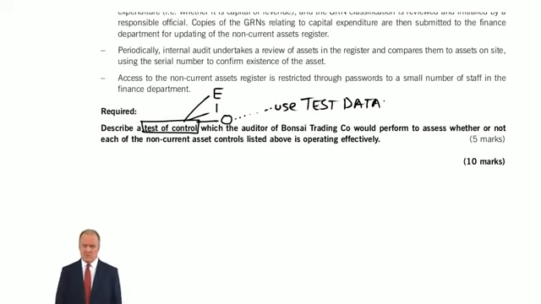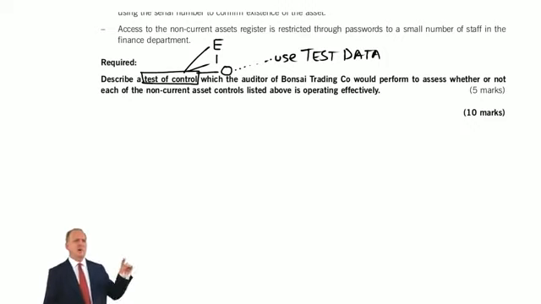Describe a test of control which the auditor of Bond-side Trading would perform to assess whether or not each of the non-current asset controls listed above is operating effectively. Now that's helpful. It means that this story is going to tell us at least 5 control procedures happening in non-current assets. All we've got to do is check if those procedures are working. Since it's on the screen, let's start with the one at the bottom. Apparently, access to the non-current assets register is restricted through passwords to a small number of staff in the finance department. How would I know that that is true?